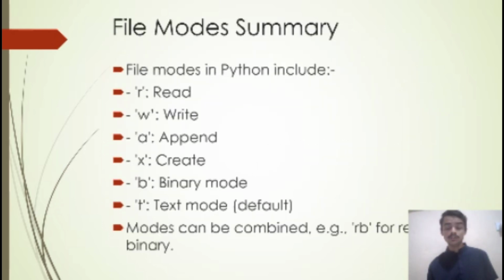So now let's summarize this. The file modes. Each mode serves a specific purpose: reading, writing, appending, and so on. X is unique because it only creates a file if it doesn't already exist. Combining modes like RB or WB is useful for handling binary files such as images, audio, etc. Understanding these modes will help you to avoid errors and work efficiently with files.